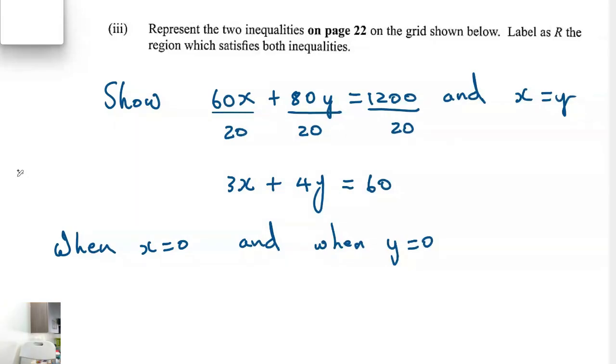Right? So let's plug them in now and find two coordinates. This is how you draw a graph, as I said, and you are not given any coordinates.